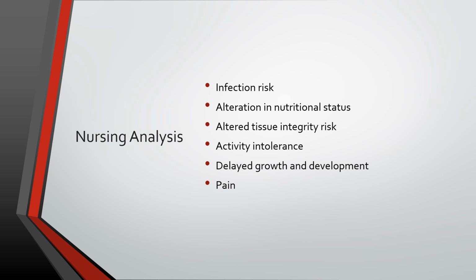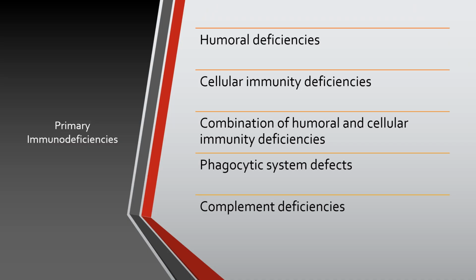So after we've done a really great thorough assessment, the second step in our process is analysis. Some of the priorities for our patients may include infection risk, alteration in nutrition, altered tissue integrity, activity intolerance, delayed growth, and/or pain. All right, so let's start looking at some of these.